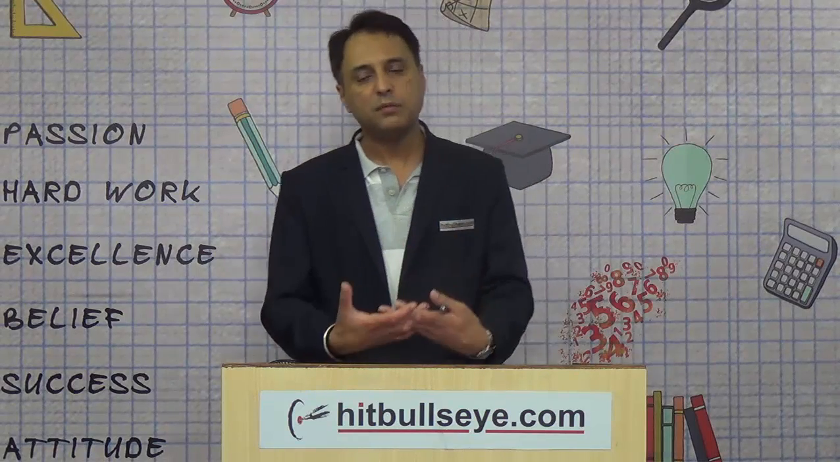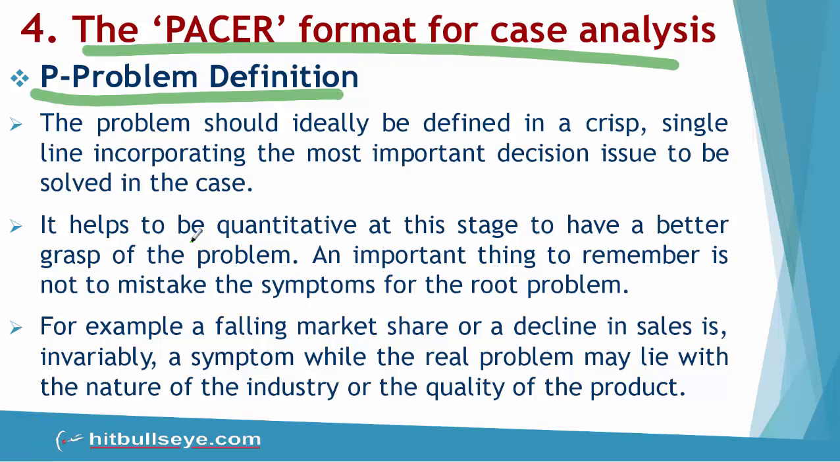So you have to define the problem in a certain way, and your ability to define the problem in a concise manner will probably talk about your objectivity and your approach to solve the case. It helps to be quantitative at this stage to have a better grasp of the problem. An important thing to remember is not to mistake the symptoms for the root problem. For example, a falling market share or a decline in sales is invariably a symptom, while the real problem may lie with the nature of the industry or the quality of the product.